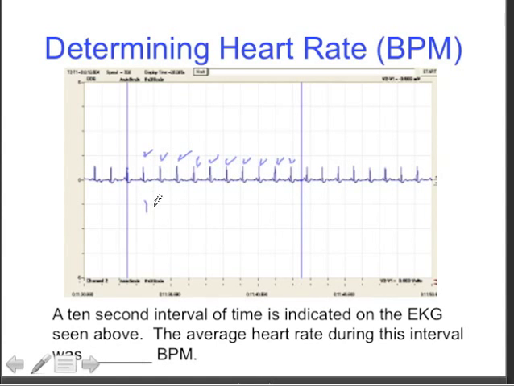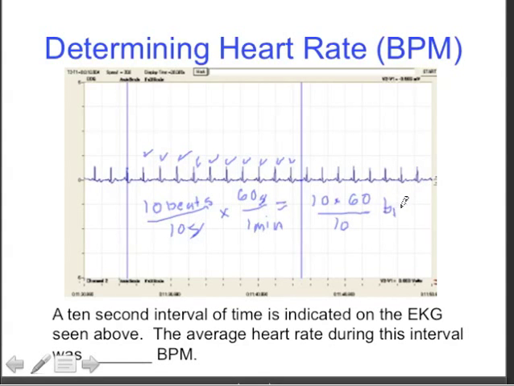Okay, 10 beats in 10 seconds times 60 seconds in 1 minute, okay, is going to do what? Seconds will cancel, all right, and we'll end up with 10 times 60 over 10, and that's going to be in BPM, beats per minute, okay, and what will happen is that the 10s will cancel, and we'll get 60 beats per minute. Okay, that's how that works.